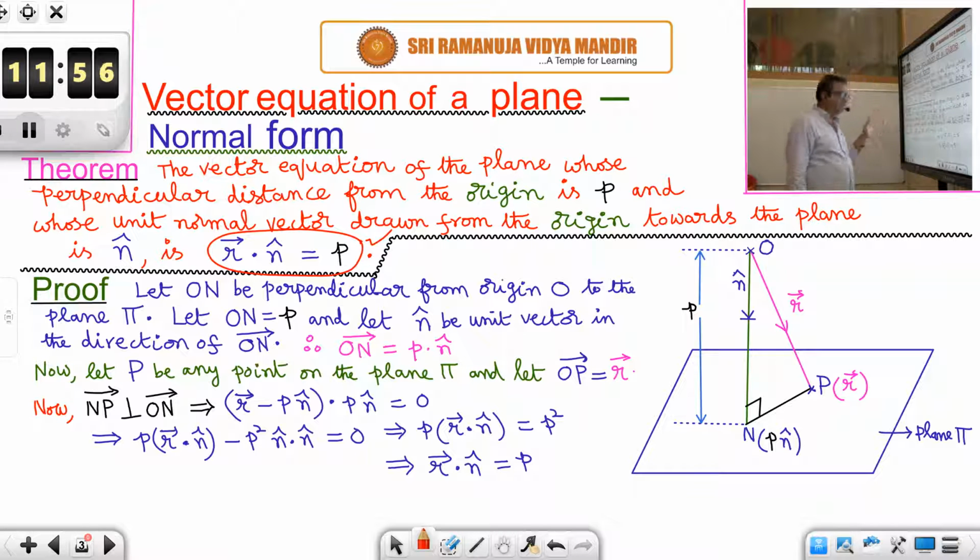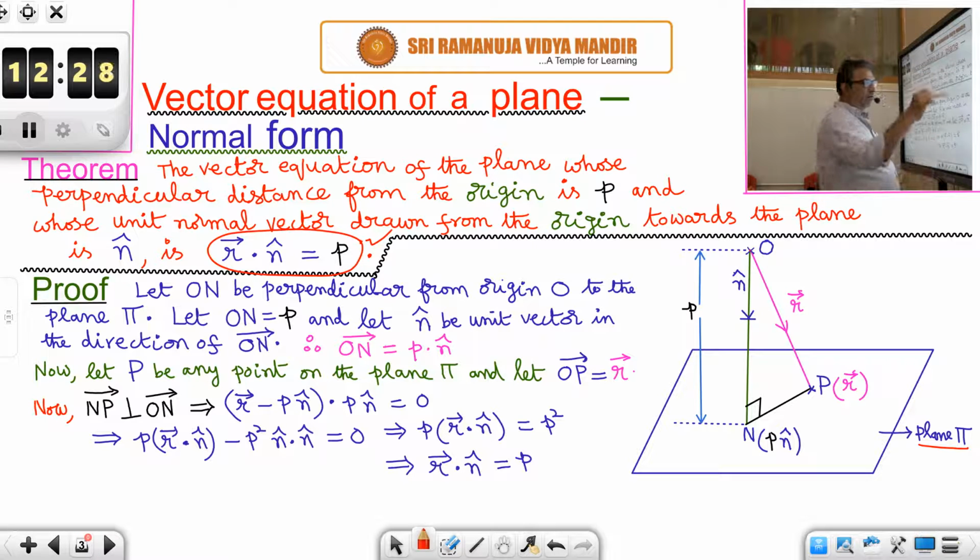So this is the equation, and we are going to prove it. First of all, see the diagram. The parallelogram-like thing I have drawn will represent a plane. I have named the plane pi. Actually the plane will extend in all directions, but this parallelogram is a part of it. That's all. Suppose O is the origin here.